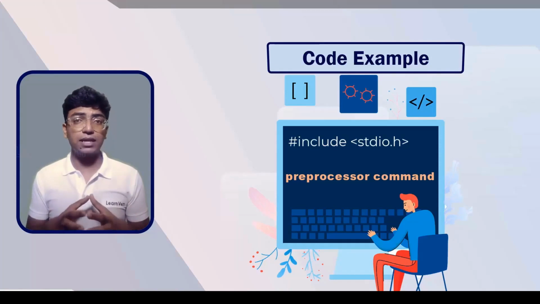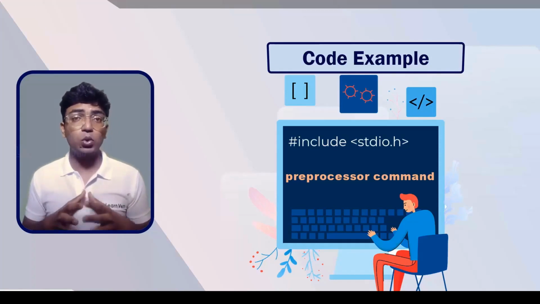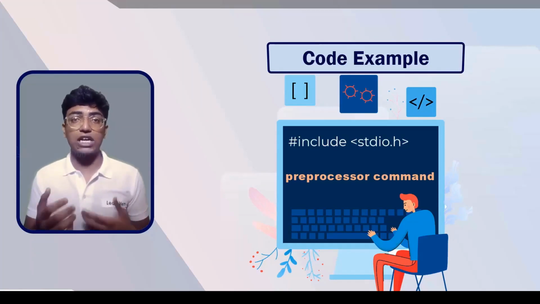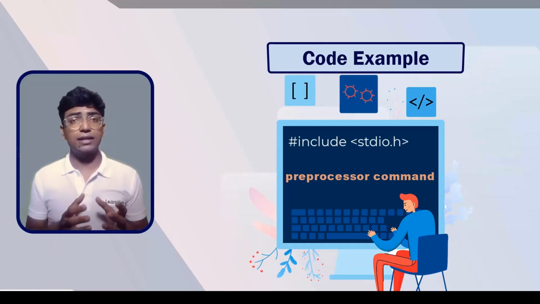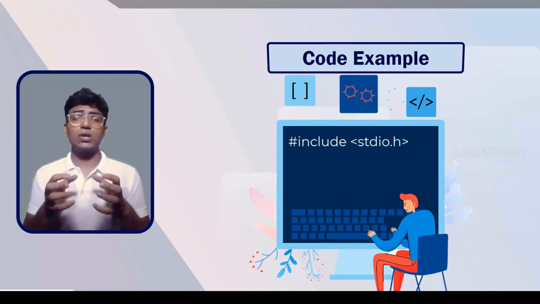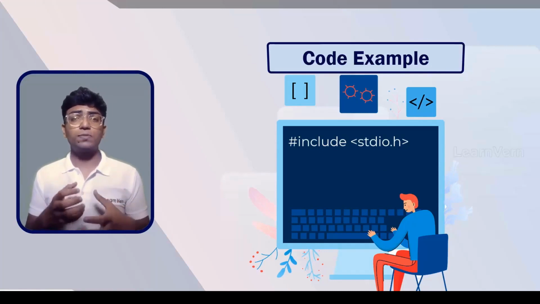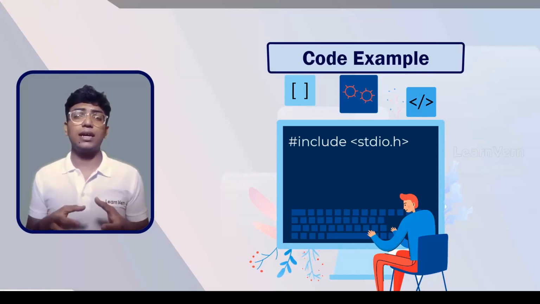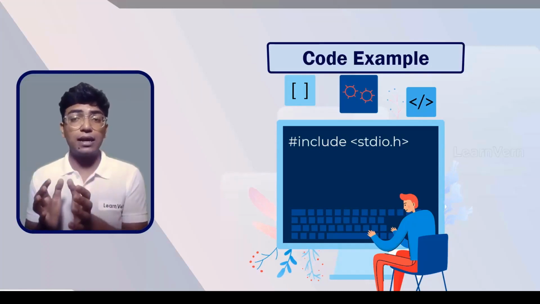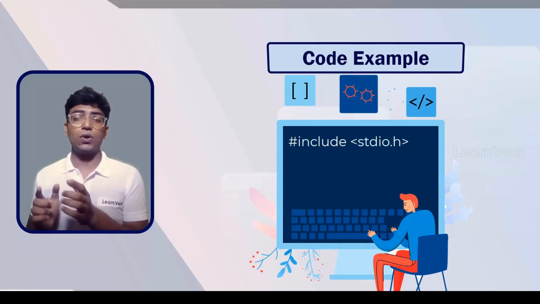Like I had given you an example of tea. You don't have to make milk at home to make the tea, or you don't have to grow the tea leaves to make tea at home. You could directly purchase it from somewhere. So this hash include command is like that purchase. What is it doing? It takes the file name that has been given inside the brackets, stdio.h.